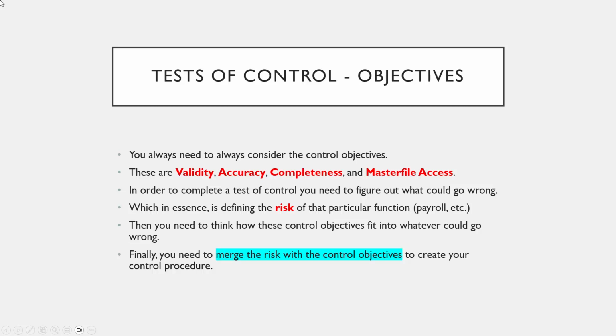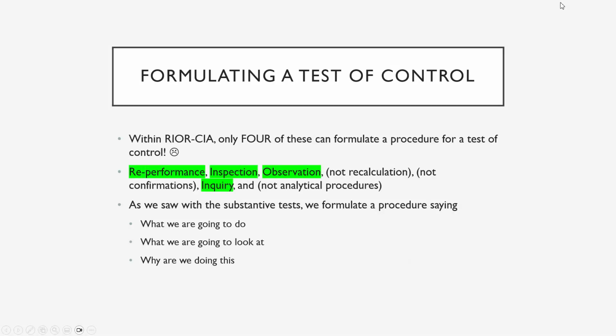And that's the risk. So you need to merge the risk with the control objectives, and I should have written this in the slide, plus our procedures, the RIOR CIA, which is what we spoke about in the last video. If you haven't watched that, please go back to that video first. And you look at RIOR CIA to create your control procedure. But within RIOR CIA, only 4 of these are procedures for tests of control.